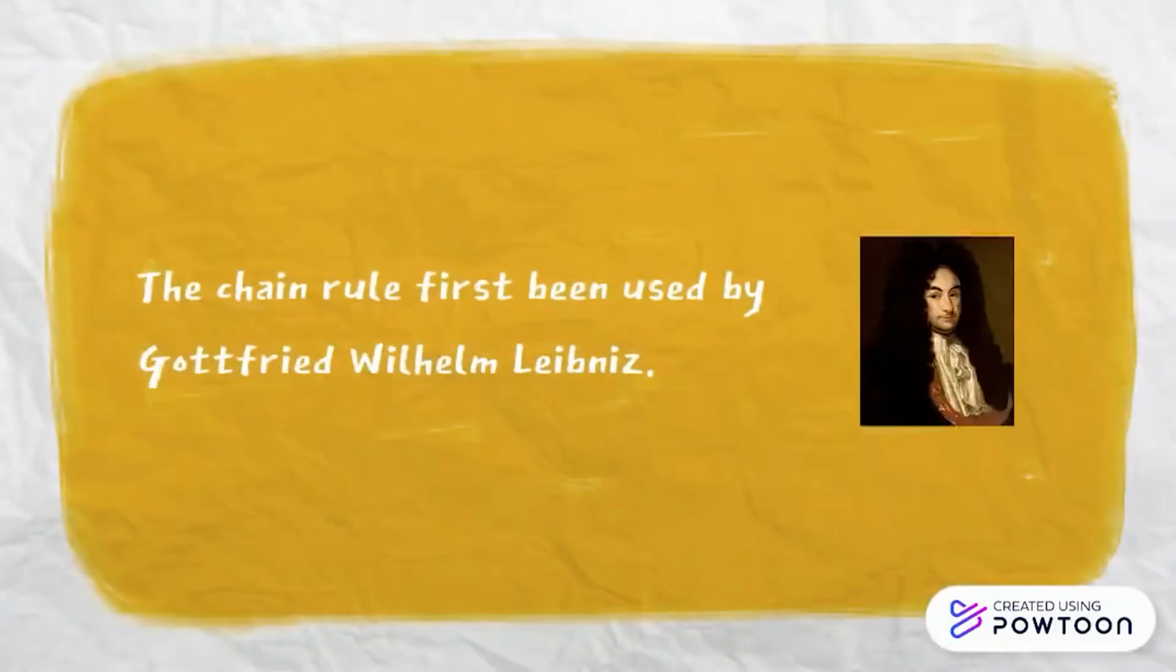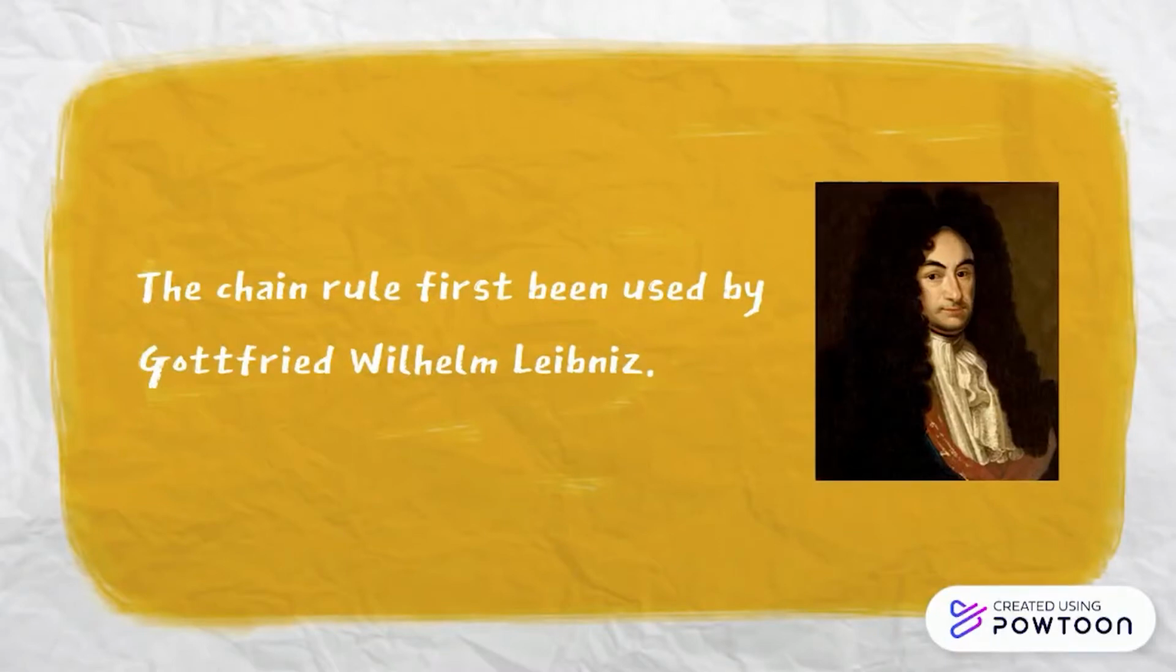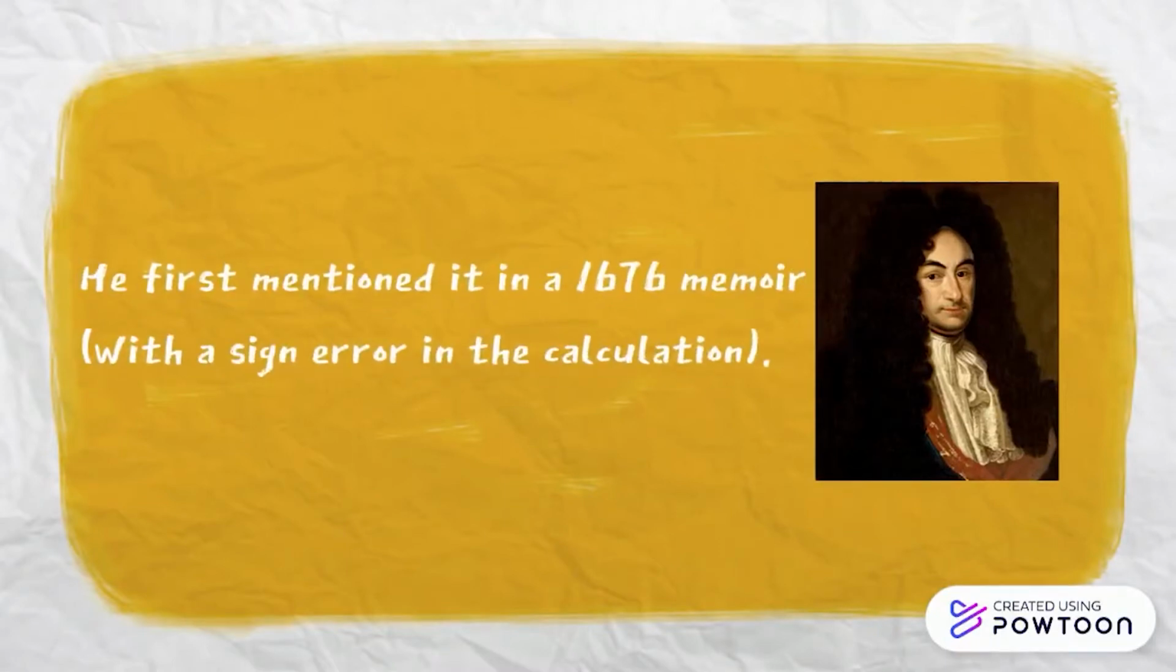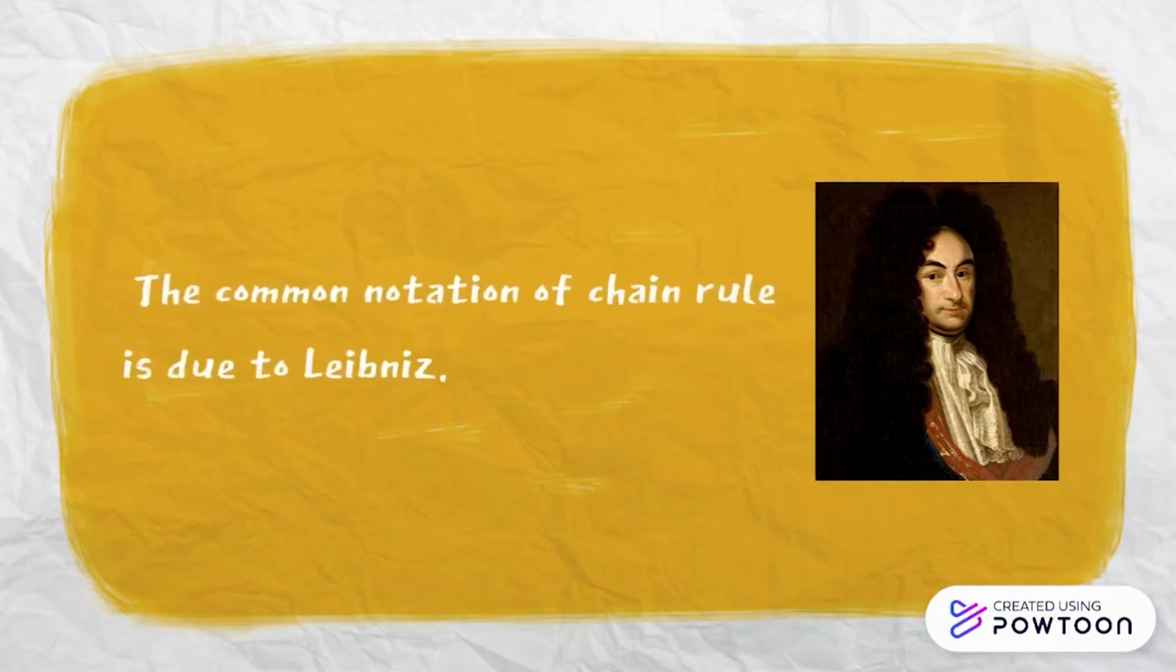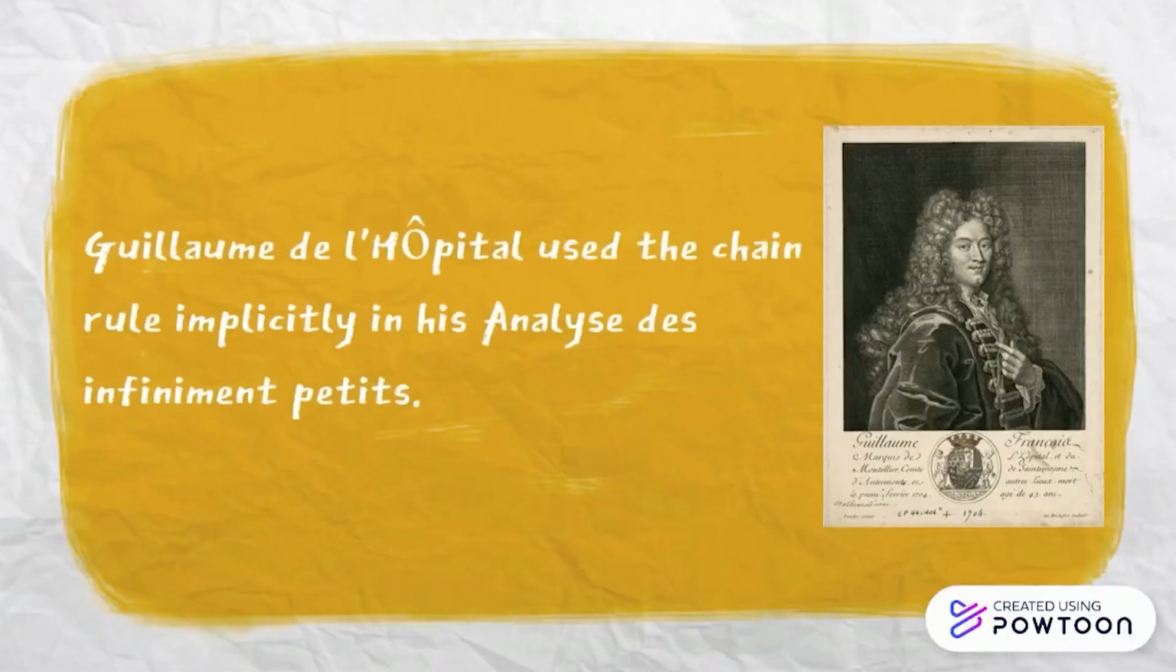The chain rule was first used by Gottfried Wilhelm Leibniz. He first mentioned it in a 1676 memoir with a sign error in the calculation. The common notation of the chain rule is due to Leibniz. Guillaume de L'Hopital used the chain rule implicitly in his Analyse des Infiniment Petits.